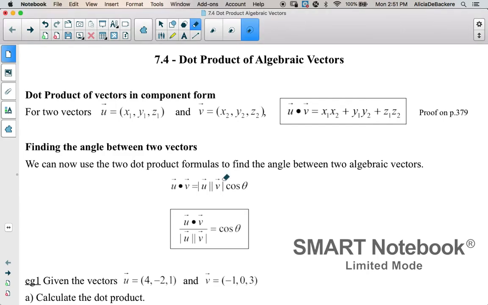All right, welcome to lesson 7.4. In our last lesson, we were looking at the dot product of geometric vectors, and today we're looking at algebraic vectors. So this is when we've got our vectors in component form, and we're on the axes.